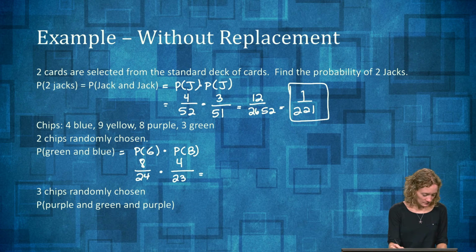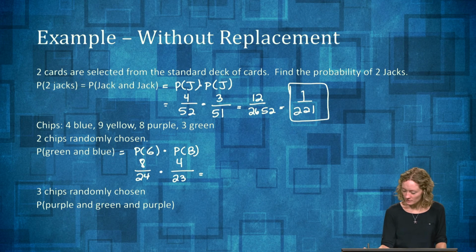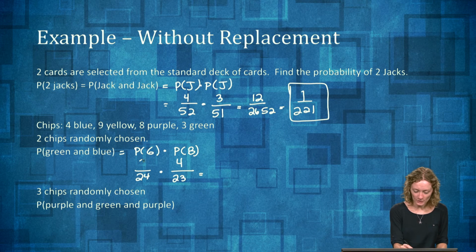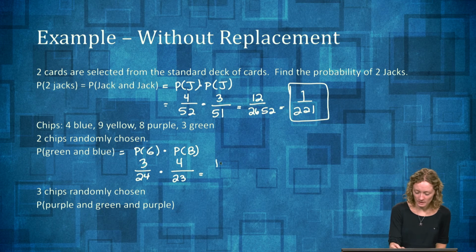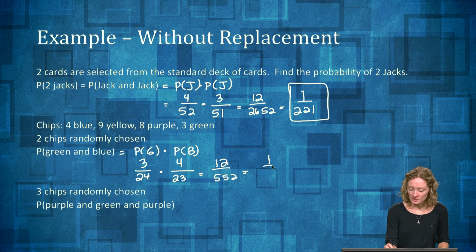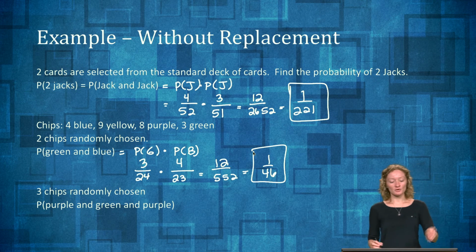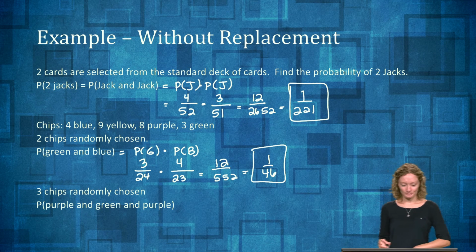We get green. Oh, not 8. Sorry, I was looking at purple. Whoops. Out of 24, there are 3 that are green. The same thing still applies, though. We kept the green, so there were only 23, and there were 4 blue. So 12 over 552, which simplifies to 1 over 46. So you have a 1 in 46 chance of choosing green and then a blue.